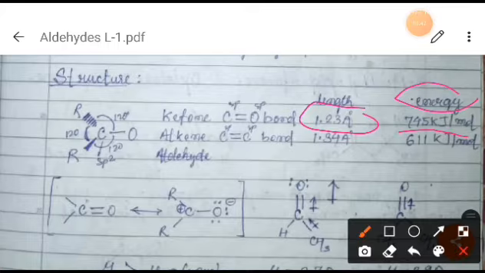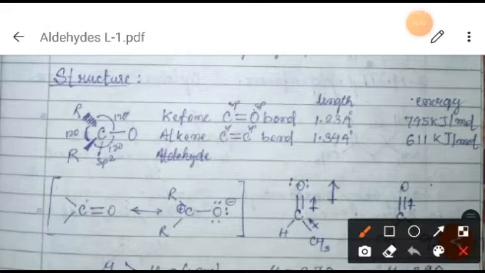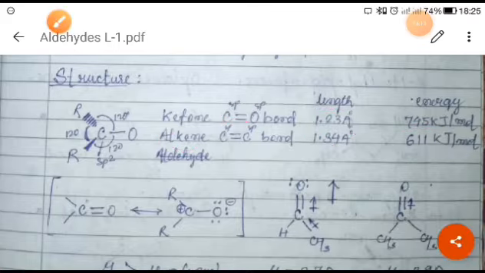Now when we talk about alkenes, the carbon-carbon bond length is bigger, 1.34 angstrom, whereas the carbon-oxygen bond length is 1.23 angstrom. But the energy is less in alkenes, 611 kilojoule per mole, whereas in this case the energy is 745 kilojoule per mole. So this is the basic difference between them.